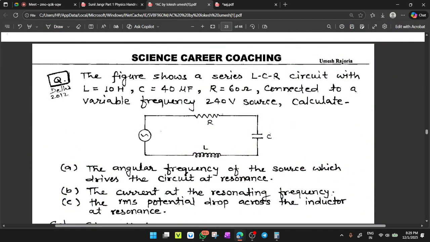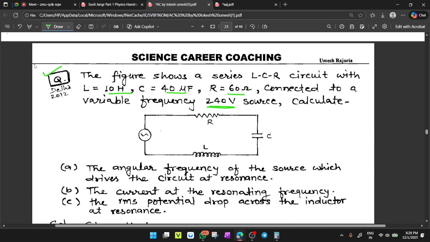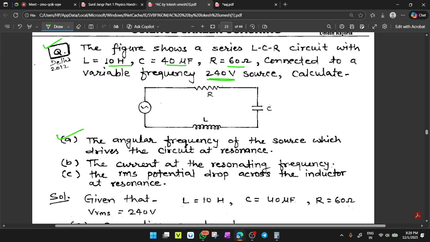Okay, so next question. The figure shows an LCR circuit with L equals 10 Henry, C equals 4 microfarad, and R equals 60 ohm, connected to a variable frequency 240 volt source. Calculate the angular frequency of the source which drives the circuit at resonance.